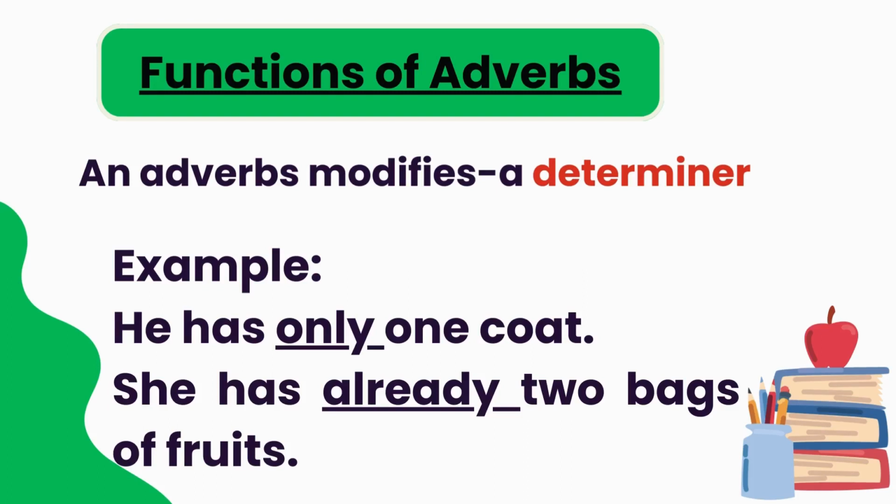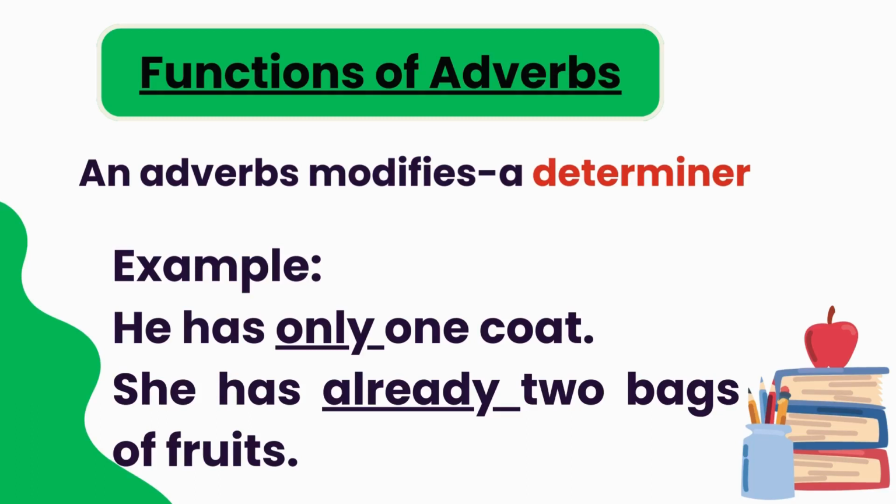An adverb modifies a determiner. For example, he has only one coat. Remember that a determiner helps to clarify what a noun is referring to. So in the first example, he has only one coat. The adverb in the sentence is the word only, and it modifies a determiner, the word one. It only talks about one coat.